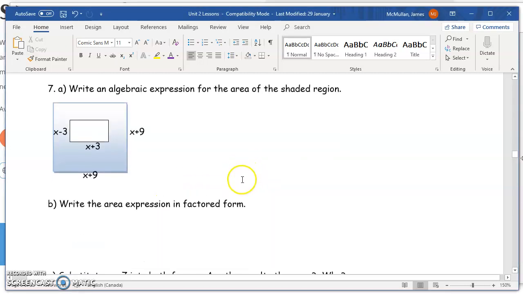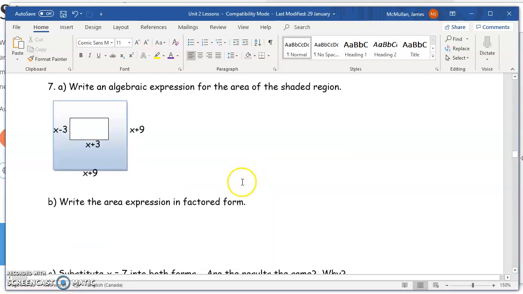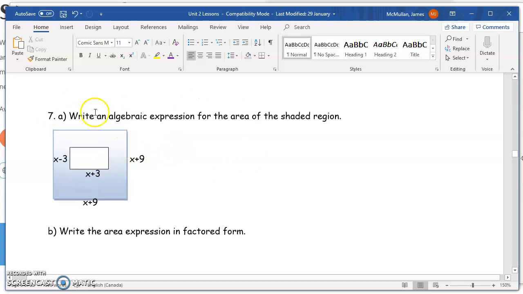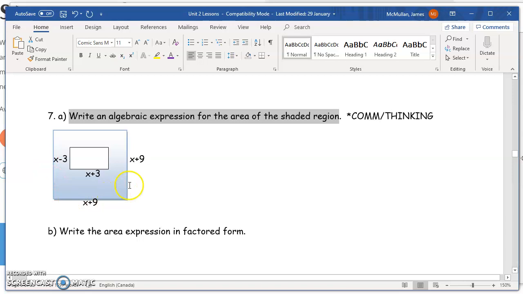Okay, so moving on to our last question here. This is again a really common question. I want you to think about this one for communication and thinking, right? Because like I was saying, there's not a lot of ways of doing it in this unit. It's asking us for an algebraic expression for the area of the shaded region.